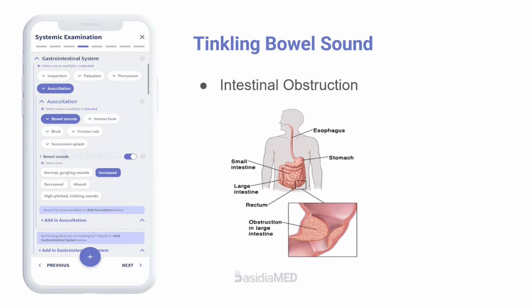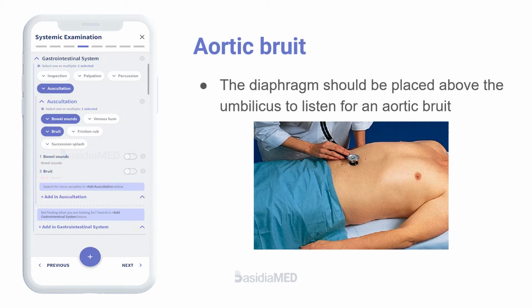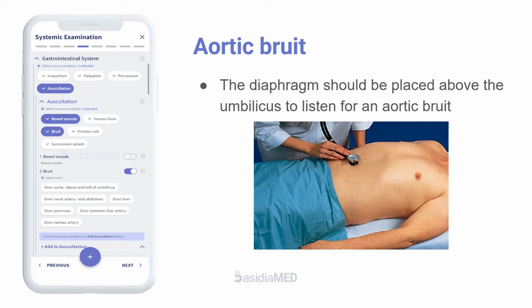Diarrhea is associated with increased bowel sounds. The intestinal obstruction produces a classical, tinkling bowel sound like water being poured from one cup to another. The diaphragm should be placed above the umbilicus to listen for an aortic bruit. The presence of the aortic bruit indicates an abdominal aortic aneurysm.